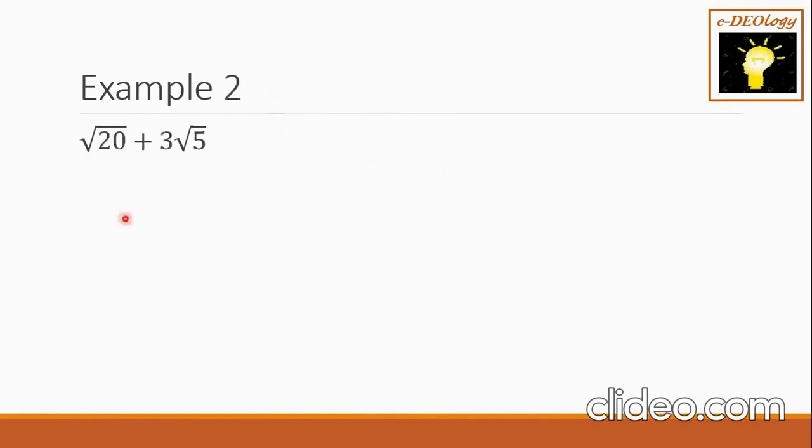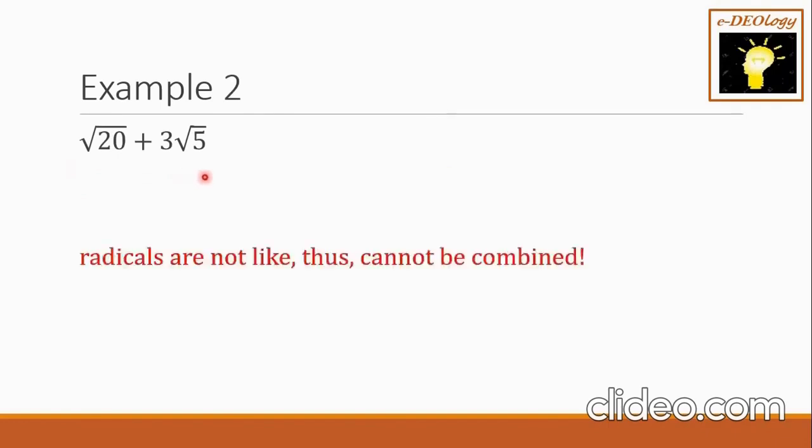Let's have the second example, square root of 20 plus 3 square root of 5. We can see here that the radicands are not the same. In here, the radicand is 20. Here, the radicand is 5. Although the indices are both 2, still, these radicals are not like.